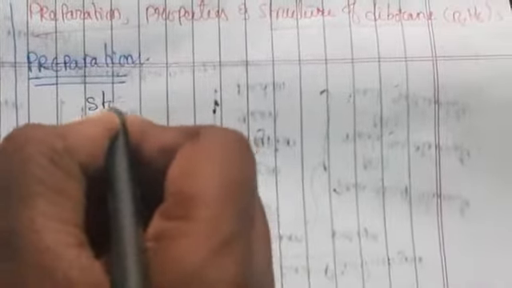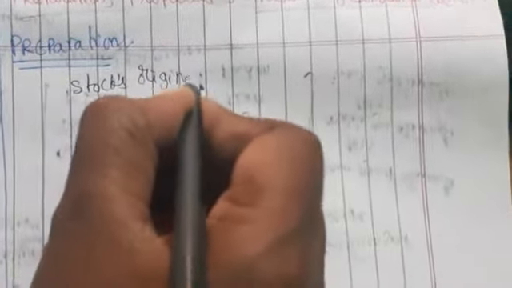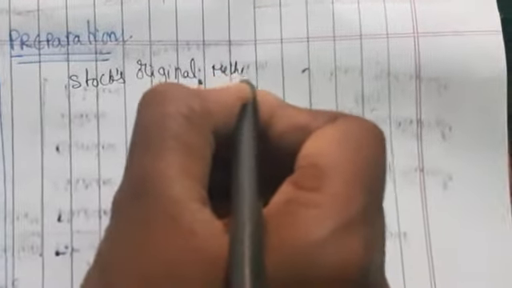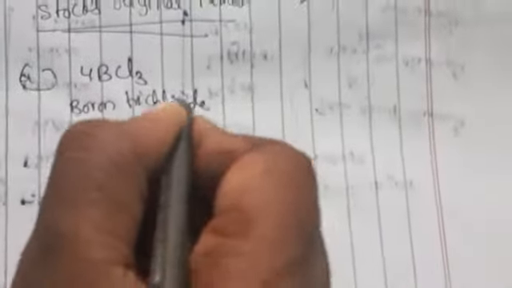Generally, Stock's original method. Stock, the scientist, prepared this in three ways. The first preparation is with boron trichloride, BCl3. What is the first preparation? Boron trichloride we are taking.